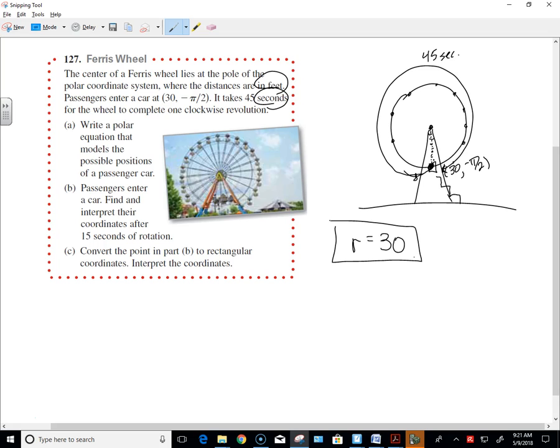Passengers enter a car, interpret their coordinates after 15 seconds of rotation. How are we going to bring in time all of a sudden? We could think about parametric. That's one way of thinking about it, because parametric has time. Parametric said that we can do ellipses if we have a cosine theta and a sine theta. But what we need is the minor and major axis. But the nice thing is, since this is a circle, aren't they just going to be the same?